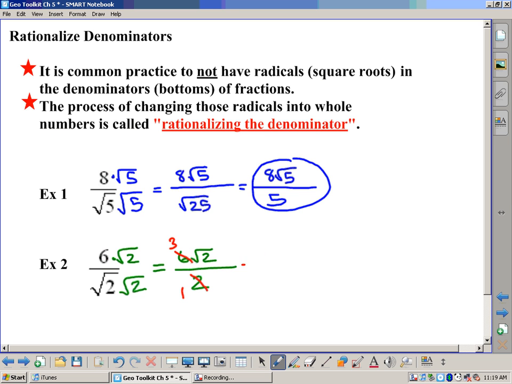And so the answer ends up being 3 square root of 2 over 1, which could just be written as 3 times the square root of 2. So not only have we rationalized it, but we've also gone ahead and simplified it as much as possible. So the final answer ends up being 3 square root 2.